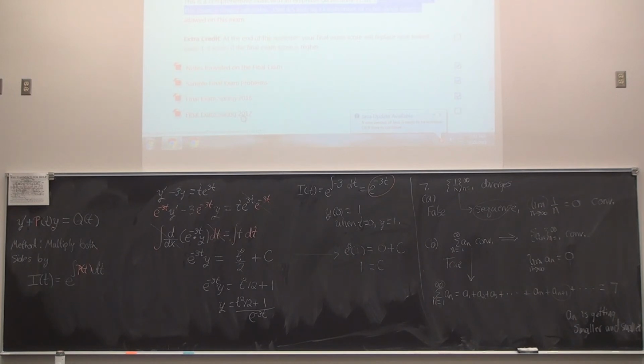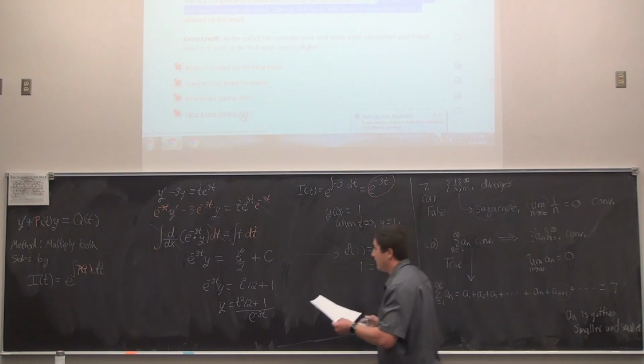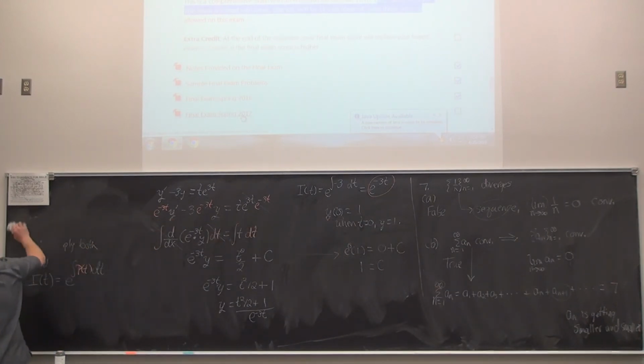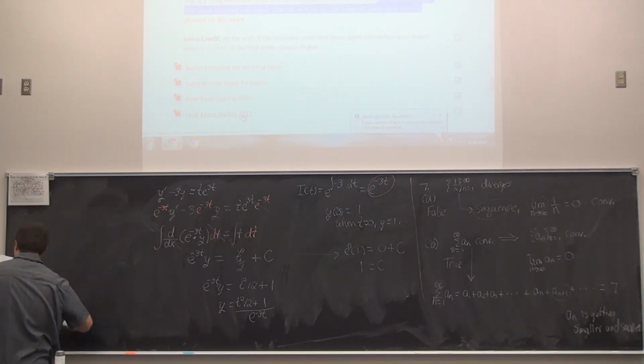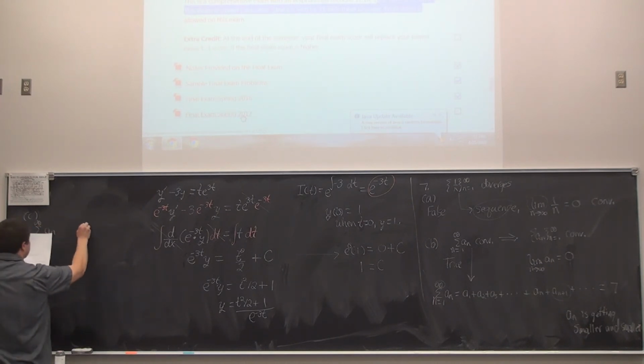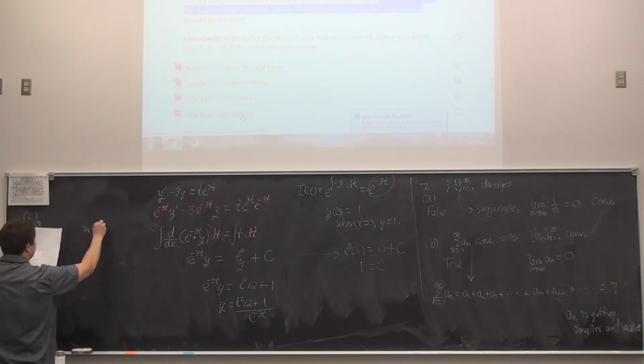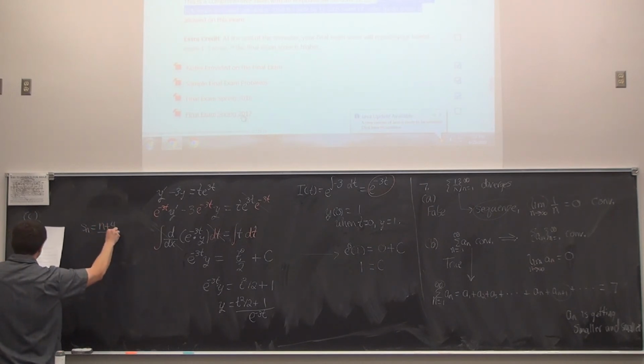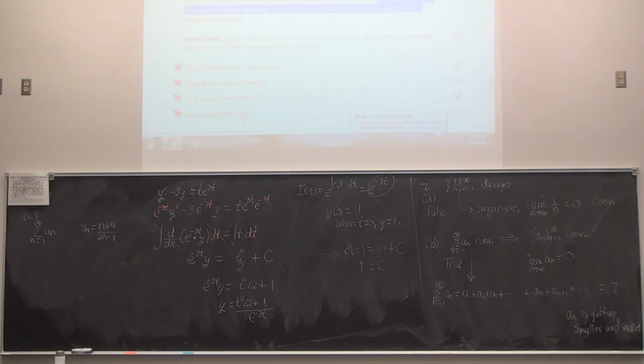Okay, I think those are the trickiest ones. Part C is maybe not so bad. Well, it's really a definition from a long time ago, so it could be kind of weird. But we're told that the partial sums of the series, as n goes from 1 to infinity, of A sub n is of this form. S sub n is equal to n plus 4 divided by 2n minus 1.